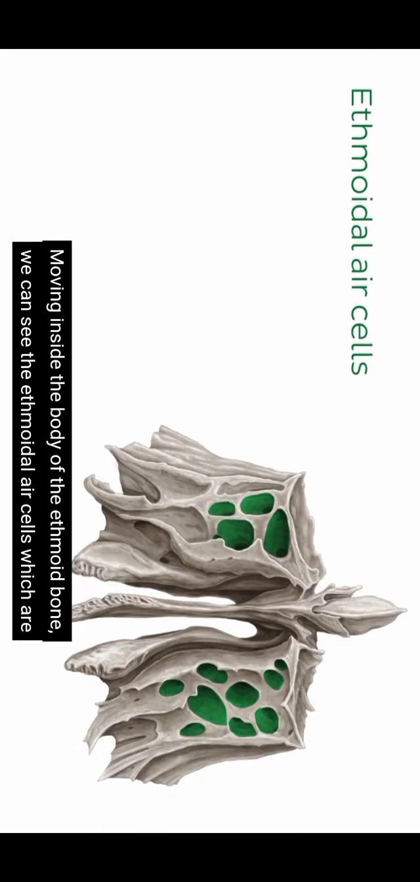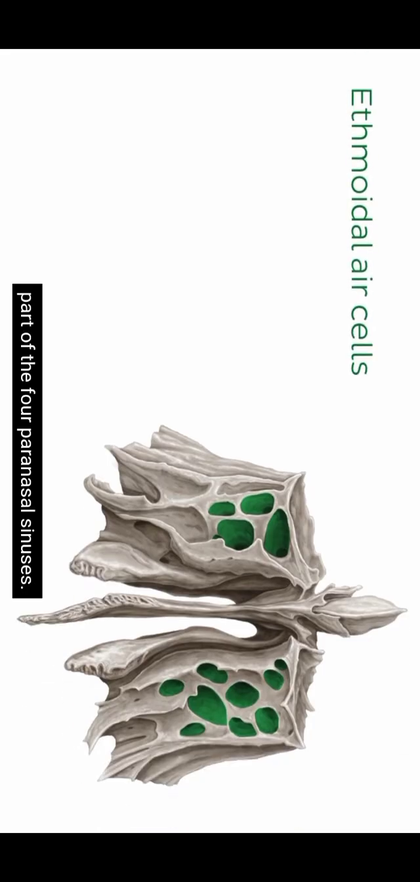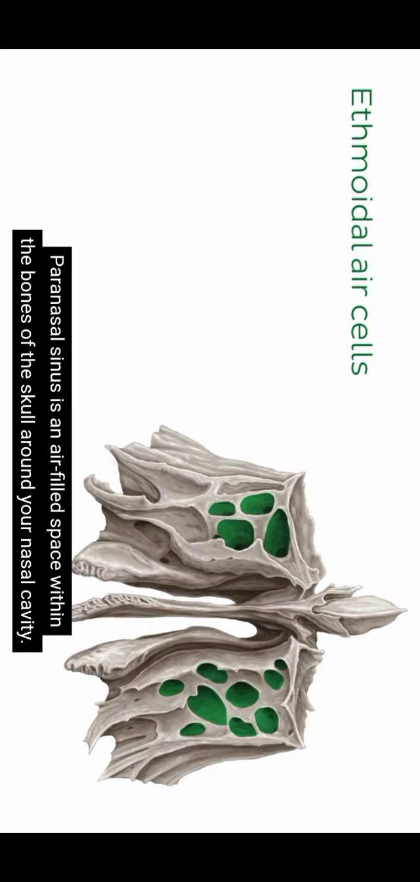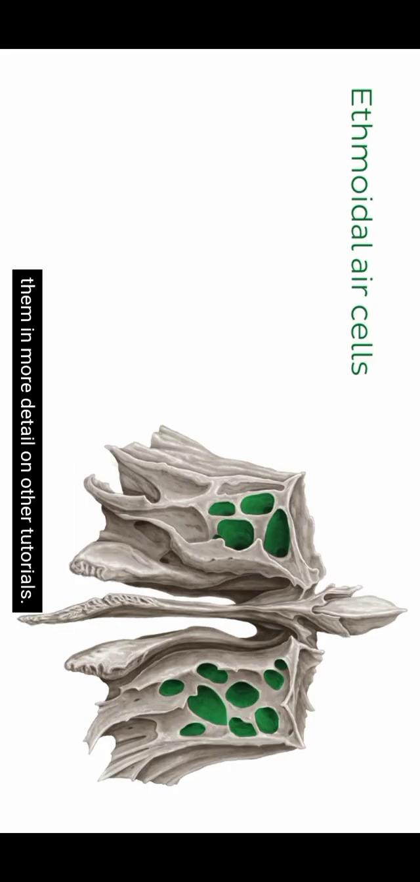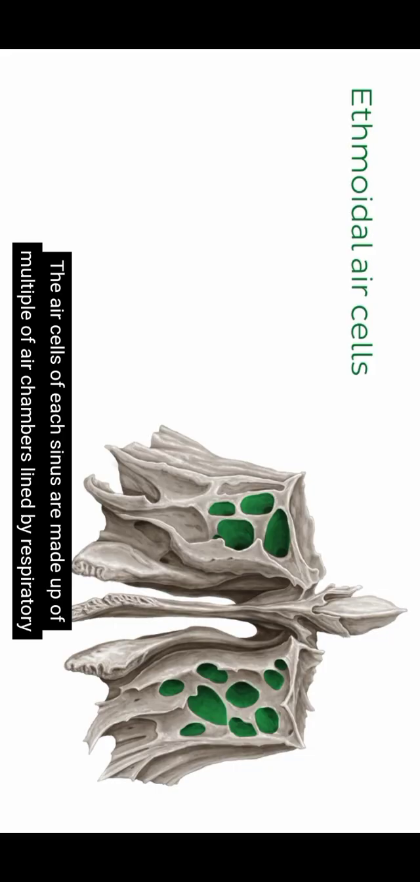Moving inside the body of the ethmoid bone, we can see the ethmoidal air cells, which are part of the four paranasal sinuses. A paranasal sinus is an air-filled space within the bones of the skull around your nasal cavity. There are maxillary, sphenoidal, frontal, and ethmoidal sinuses, which we're going to be covering in more detail in other tutorials. The air cells of each sinus are made up of multiple air chambers lined by respiratory mucosa.